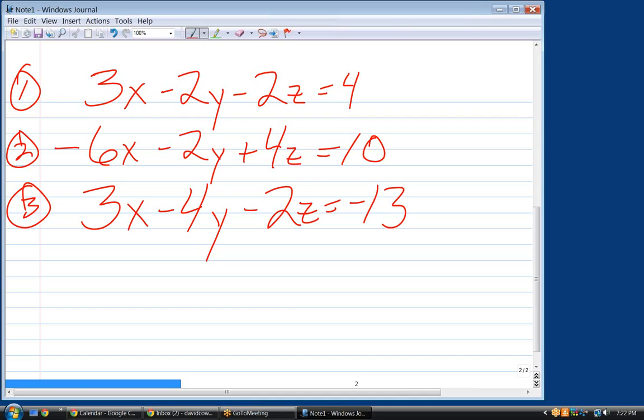What's a good thing to do first? Eliminate x. Okay, by doing what? Could you just multiply maybe just the top one by positive 2? No, you don't need to. In other words, equation 1 already has a 3 there. This has a 3. So why don't I just subtract 3 from 1?